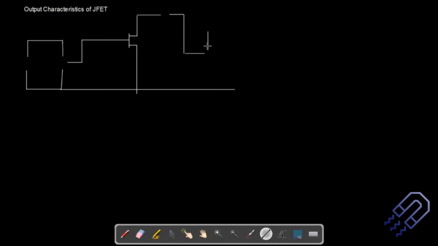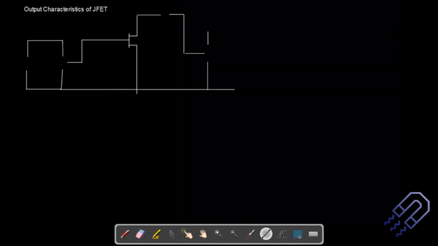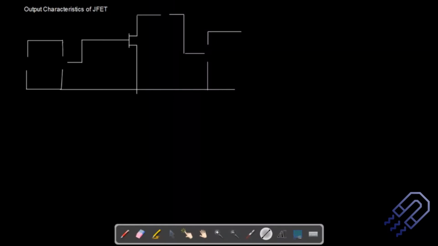Since I'm using a tool, a software which actually helps me to draw a bit better, but don't worry, during exam I would suggest don't sit with a scale and a pencil and keep drawing and wasting time. Better to just draw it fast. It should be legible, it should be okay, and that should be fine. So maybe I can just draw the batteries here.